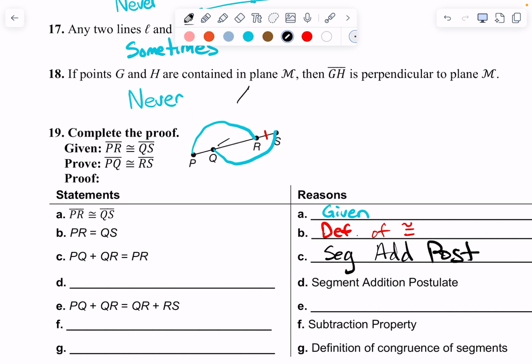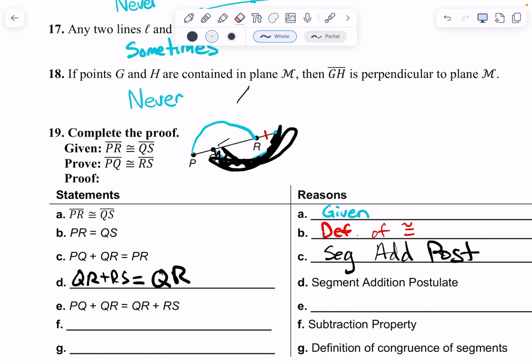Yeah, I like it. So this little piece right here, that second piece, is 2 pieces added together. That's QS. QR plus RS. You put QR on there first. It's supposed to be QS at the end, right? QS? Yeah. Okay, there you go. Segment addition postulate also.